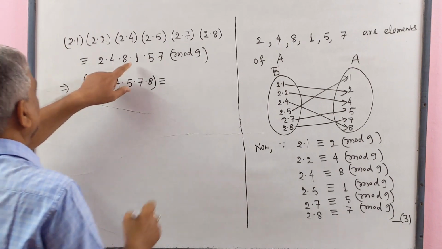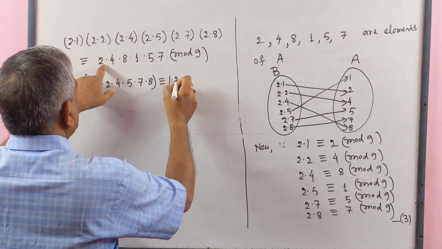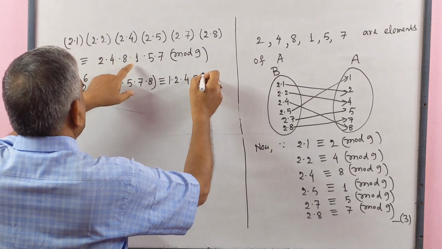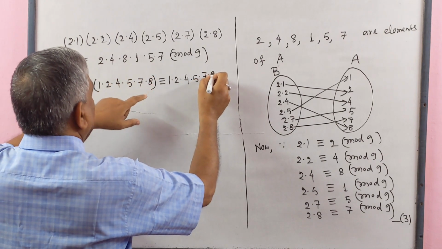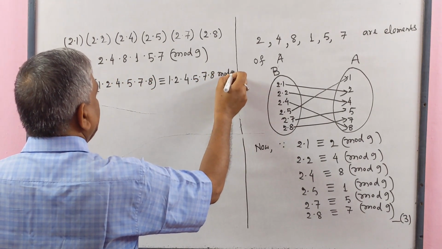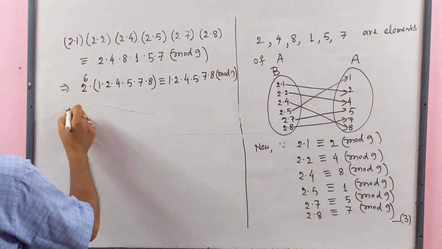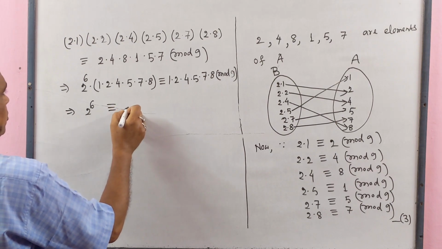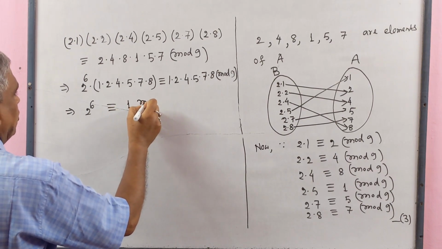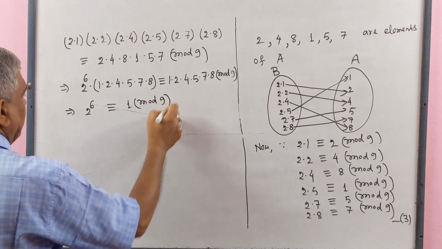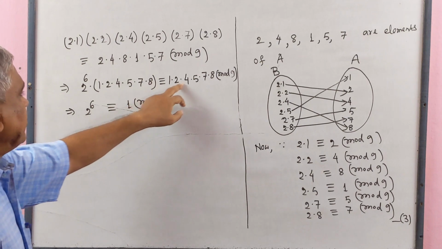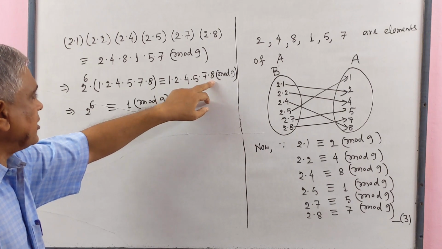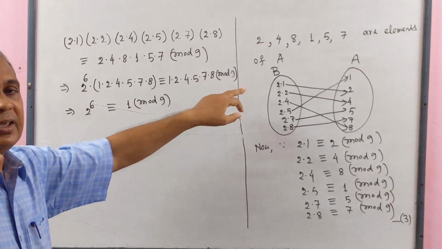to 1 multiply 2 multiply 4 multiply 5 multiply 7 multiply 8 modulo 9, which implies that 2 to the power 6 is congruent to 1 modulo 9, because we may cancel this term from both sides as GCD of these products with 9 is 1.